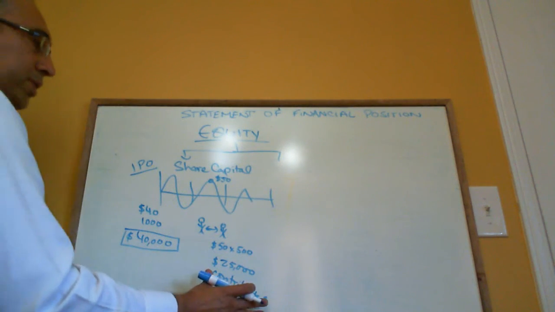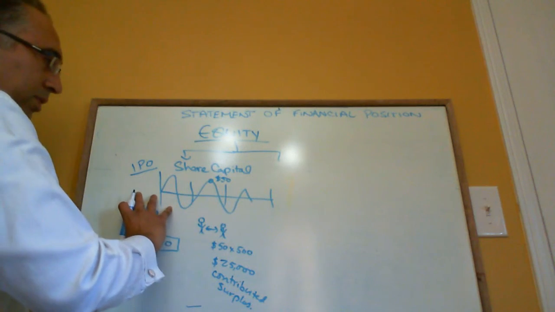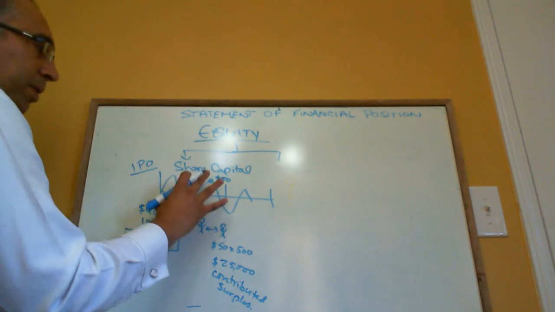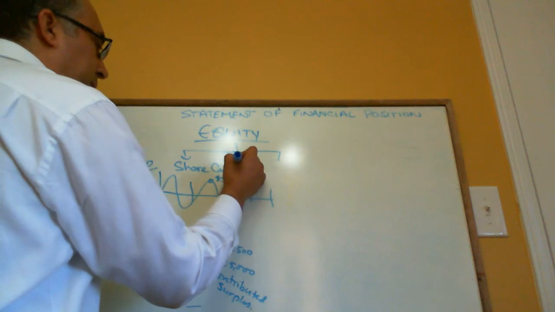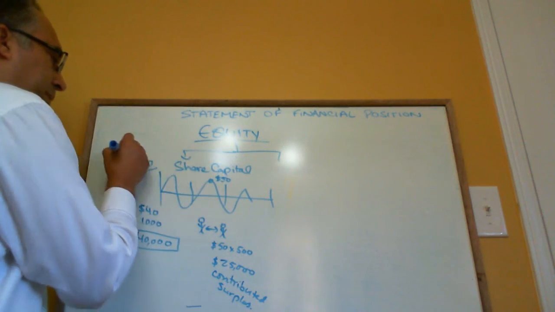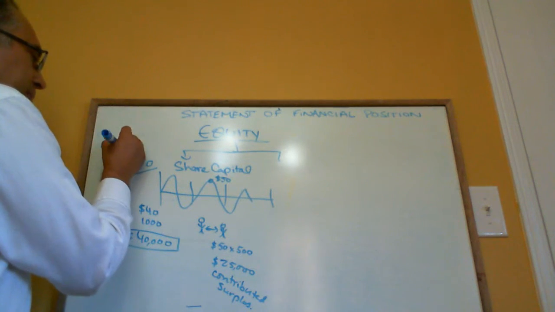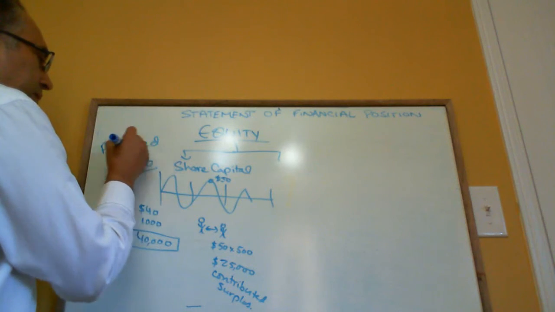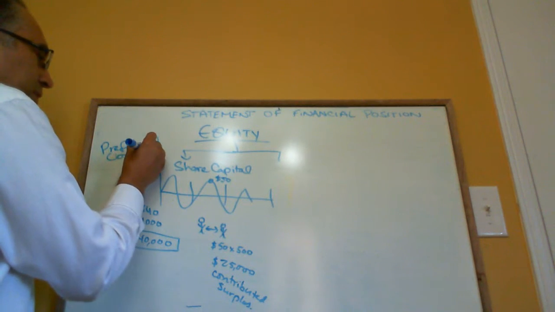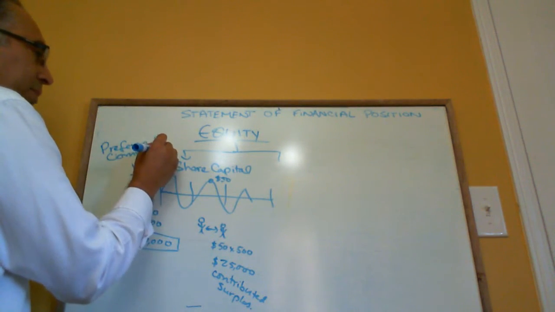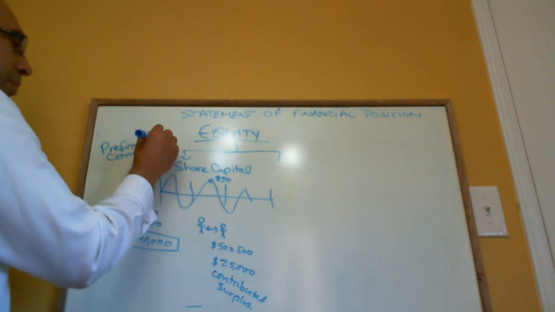So this contributed surplus and this share capital are a part of the equity, and this can be either preferred or common, depending on the type of shares they're issuing. So there'll be common share capital and preferred share capital.